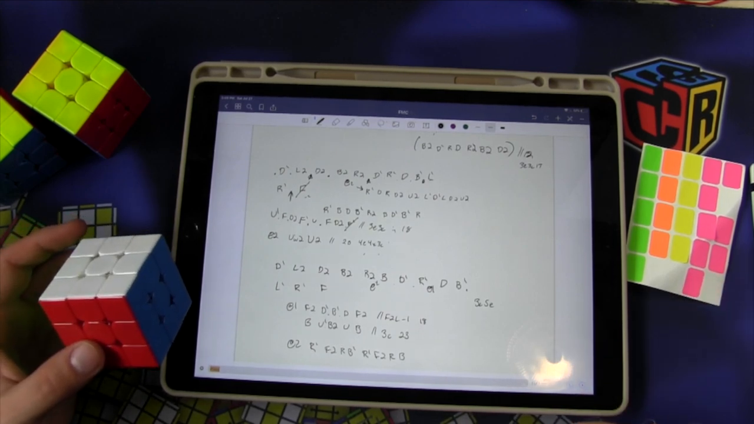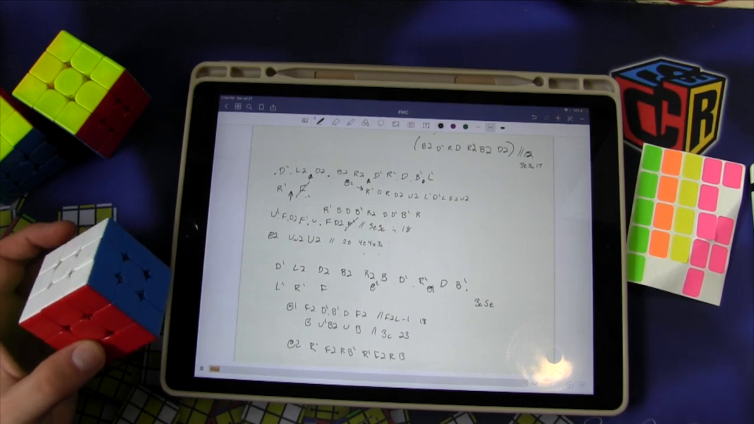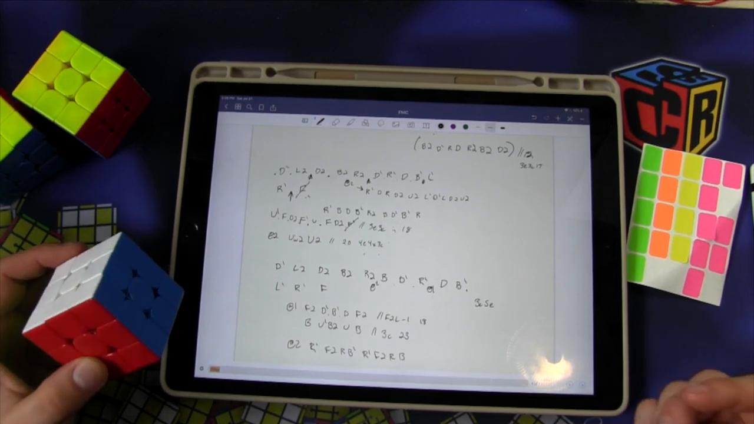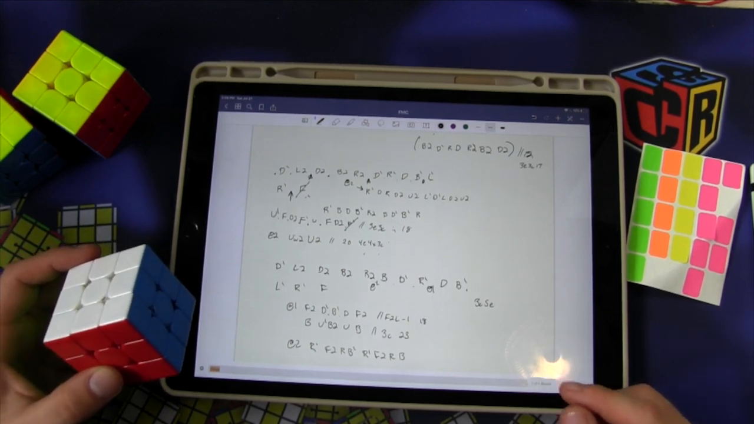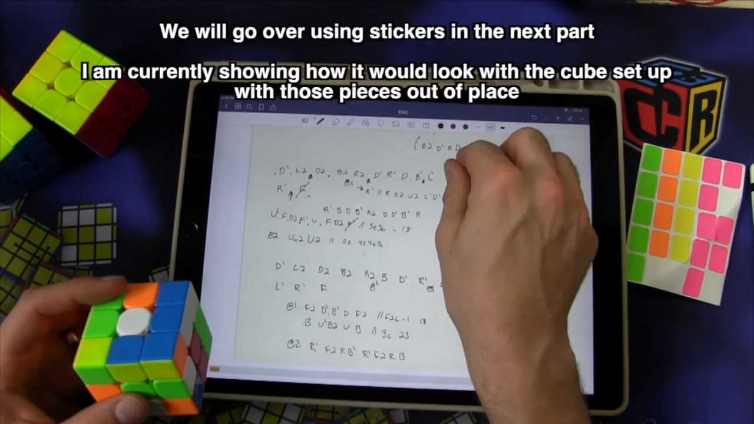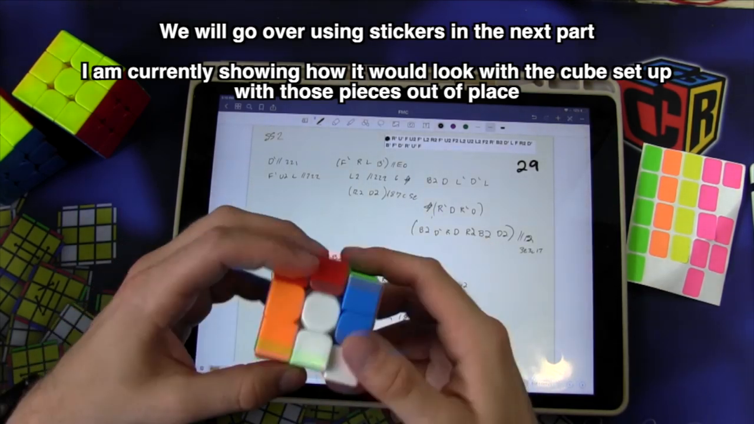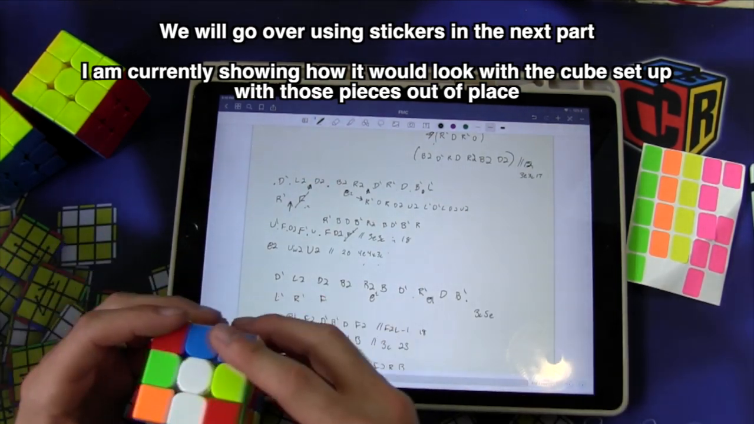And what I try to do often is find a spot to insert, let's say, a sexy move or something like that. So I stickered up those pieces, and starting at this spot right here, I did D, B prime, L prime, R prime, F, and then the scramble, and then the rest of this.